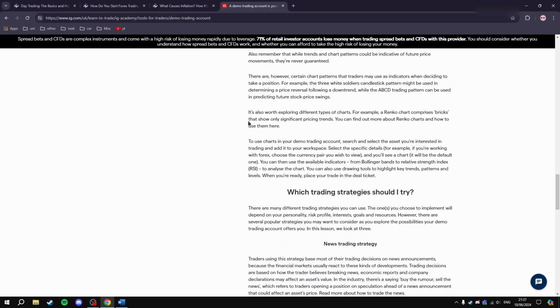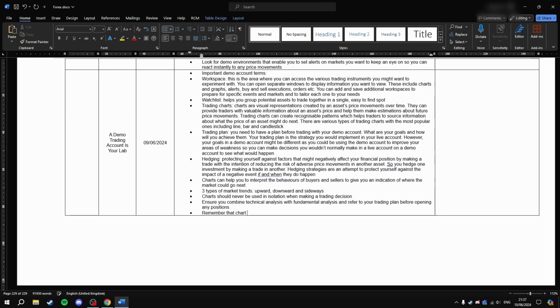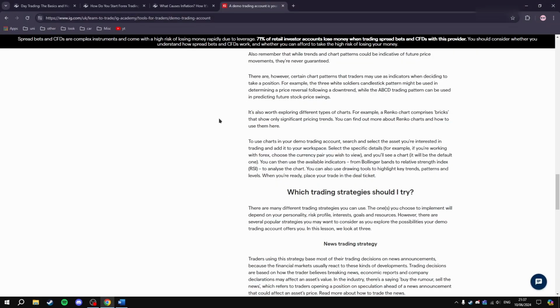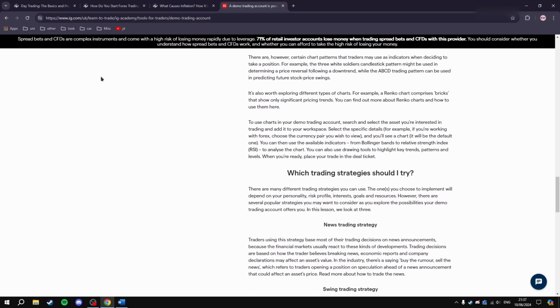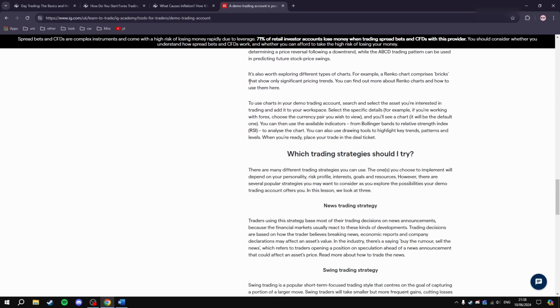Also remember that while trends and chart patterns could be indicative of future price movements, they're never guaranteed. They don't guarantee future price movements. There are, however, certain chart patterns that traders may use as indicators when deciding to take a position. For example, the three white soldiers candlestick pattern might be used in determining a price reversal following a downtrend, while the ABCD trading pattern can be used in predicting future stock price swings.